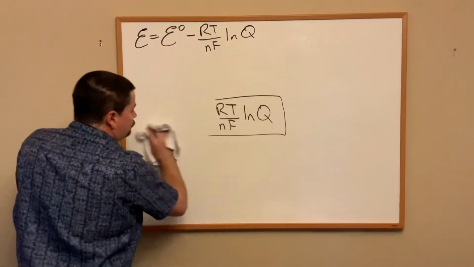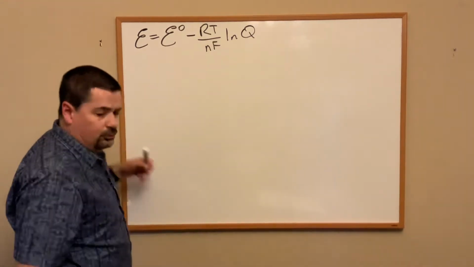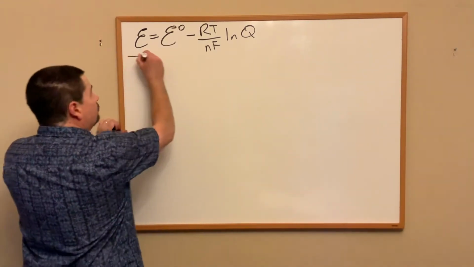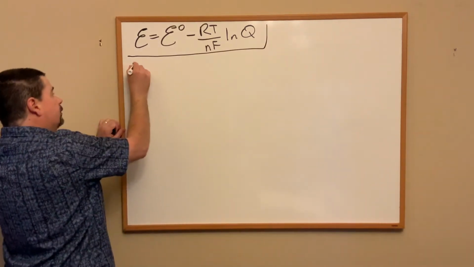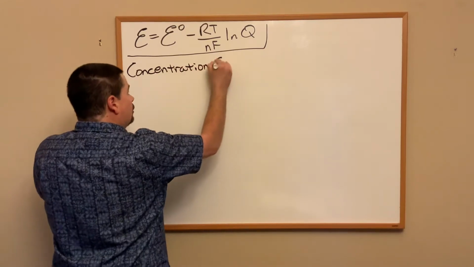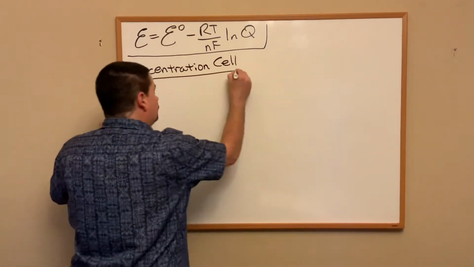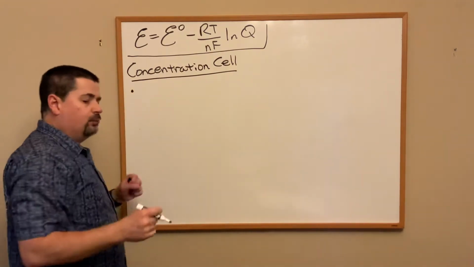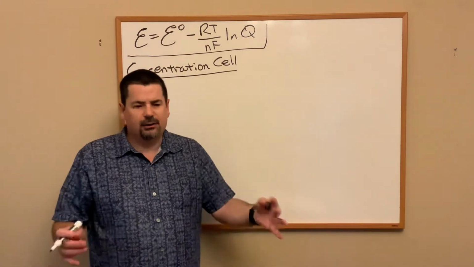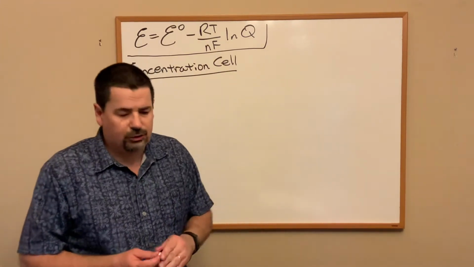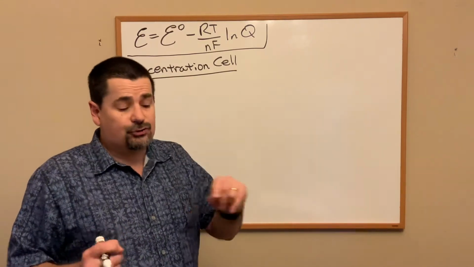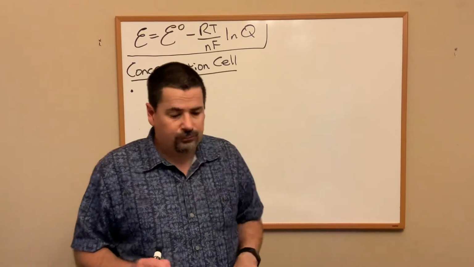So there's a couple of interesting things that we can do here. One is we can make what's called a concentration cell. So let me just set that guy aside. I have a concentration cell. And in a concentration cell, we have the same product and reactant. We have the same thing oxidizing and reducing. So products and reactants are the same. The only difference is their concentrations in the half cells are different.